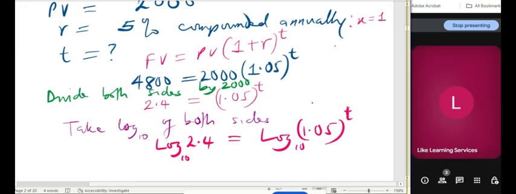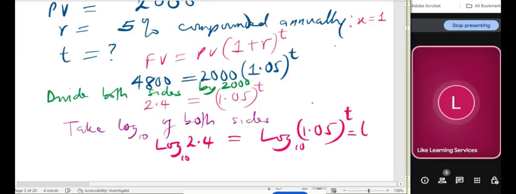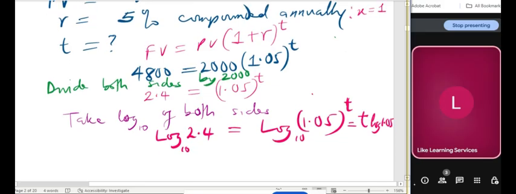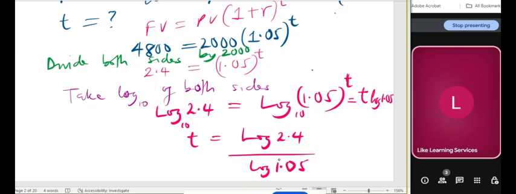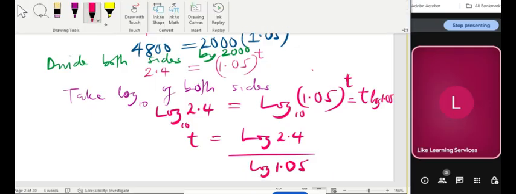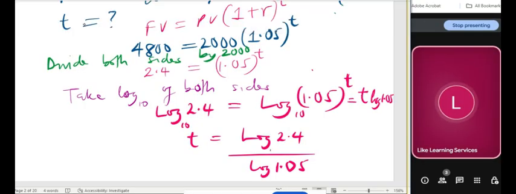All right, that's t log 1.05. So that's just it. So t is simply log 2.4 over log 1.05, of course in base 10. Can you do that very quickly? Let's get an answer.